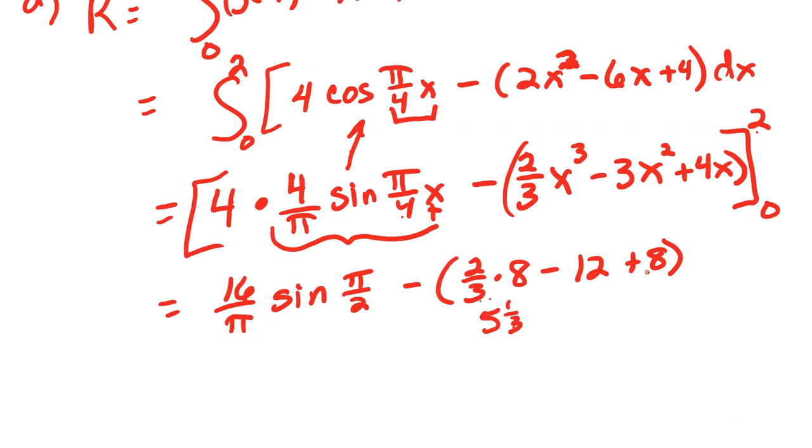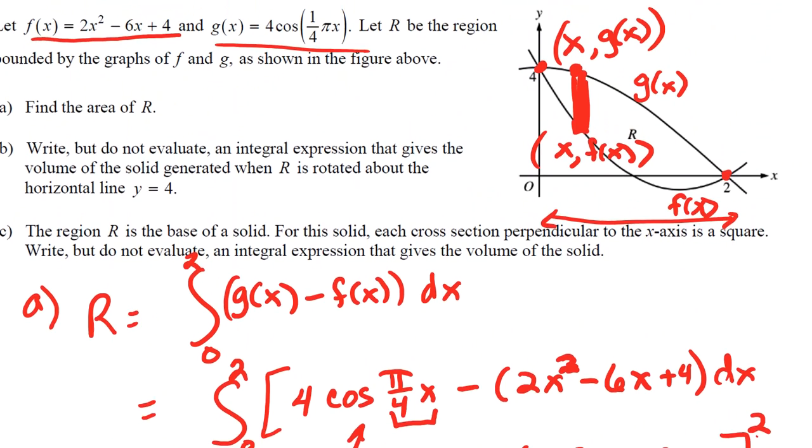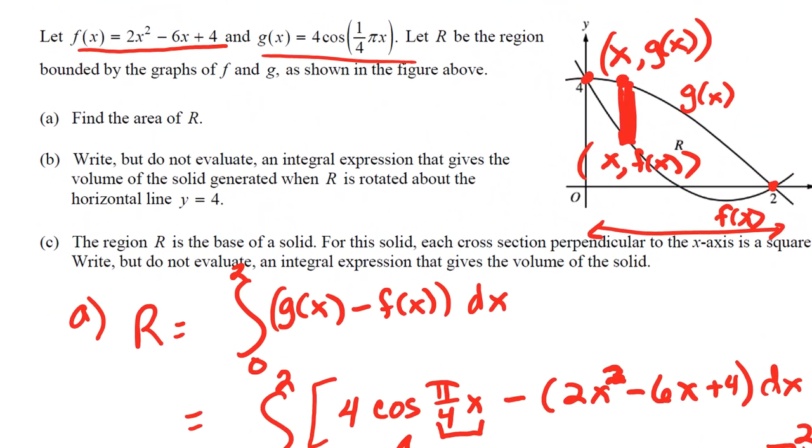So I have a positive 13 1/3 minus a 12. So I think I can do that. Arithmetic. 1 1/3 is what we're going to end up there. And again, sine of pi over 2 is 1. So this is going to give us a 16 over pi. And that's the best answer we can come up with. And now let's go see what B is asking us to do.